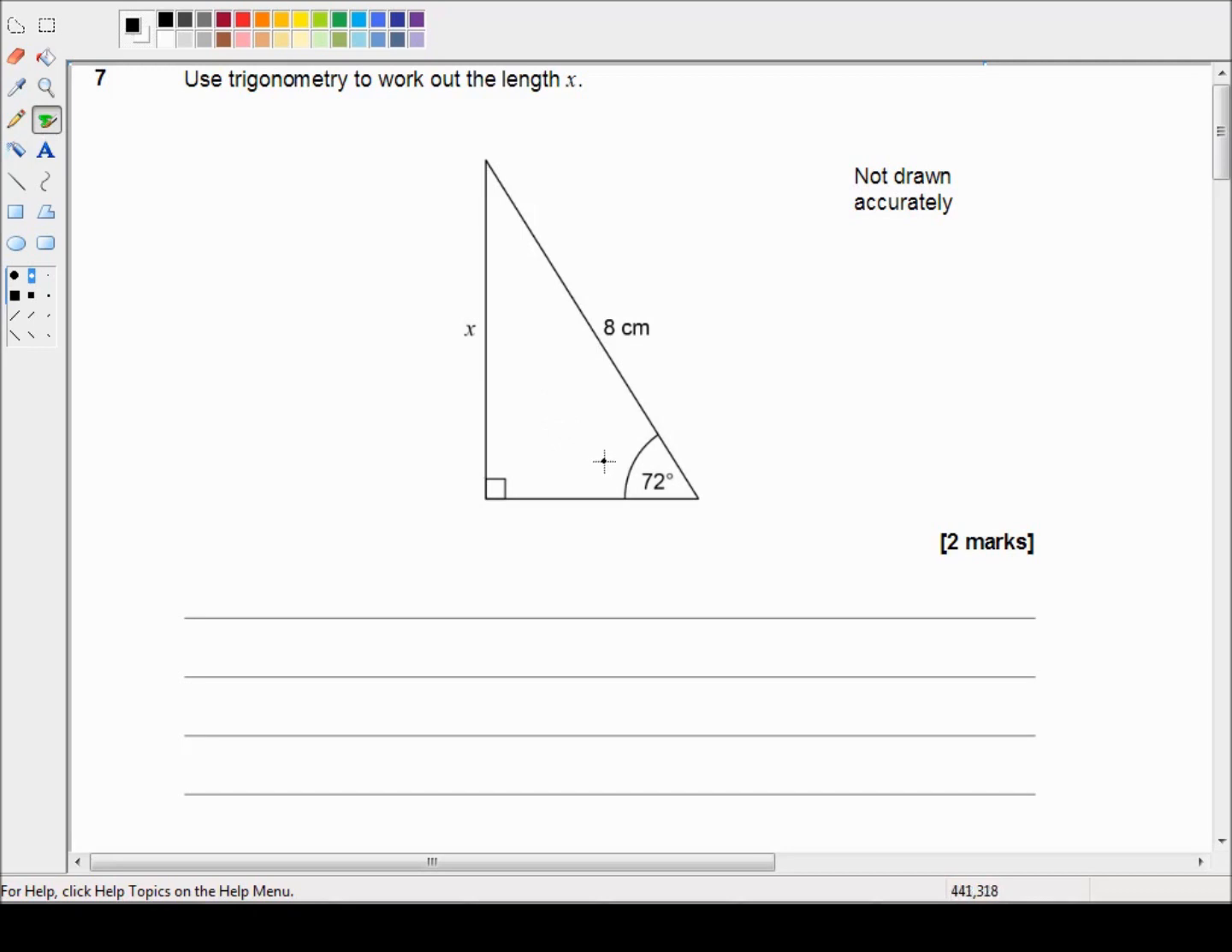Okay, so what we have is a right angle triangle where the hypotenuse is 8 centimeters. We've got an angle of 72 degrees and the length opposite the angle is the one we want. So if we remember our SOHCAHTOA, opposite over hypotenuse equals sine theta.